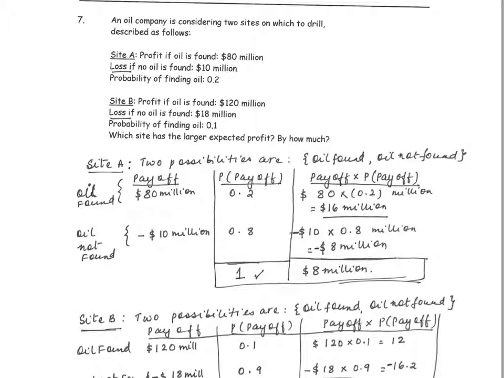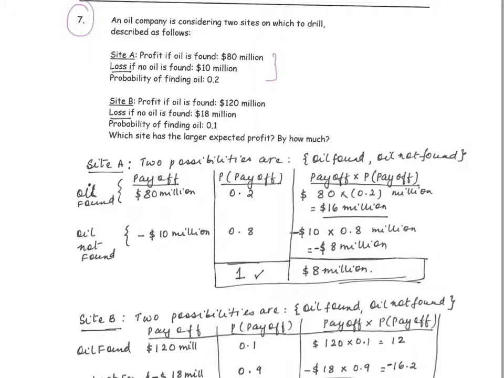Here's a real world example of where expected values are used. An oil company is thinking of drilling in two sites. They probably don't want to drill in a site that is not going to give them returns. So they want to figure out which site is going to give them better returns on their investment because drilling costs money. So look at site A and look at the details given.